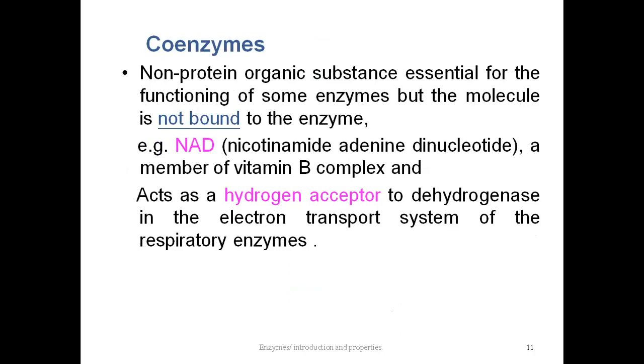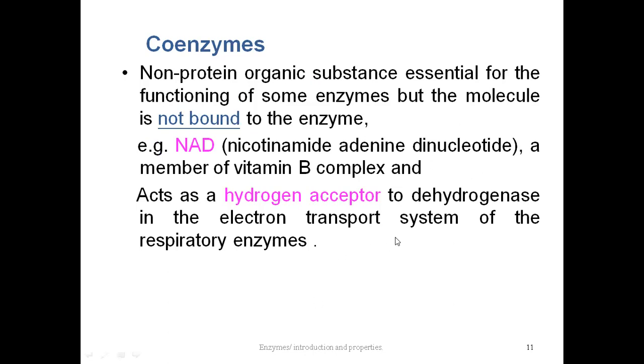Then we come to coenzymes. Coenzymes are also non-protein organic substances. They are essential for the functioning of enzymes and are loosely bound to the enzymes. For example, nicotinamide adenine dinucleotide is a cofactor which acts in the electron transport chain. It is a member of the vitamin B complex, and it acts as a hydrogen acceptor for dehydrogenase in the electron transport system of respiratory enzymes.